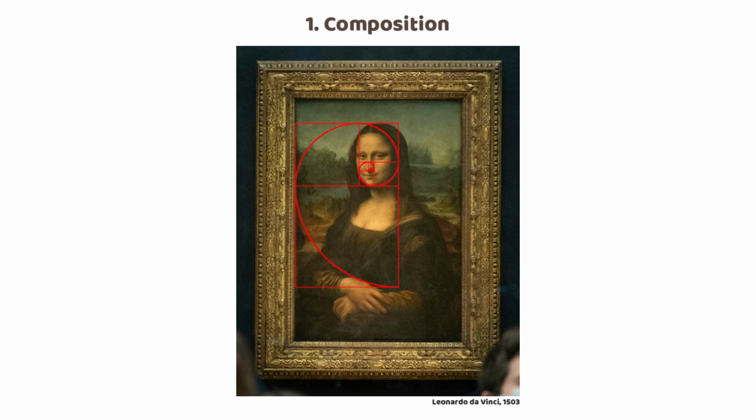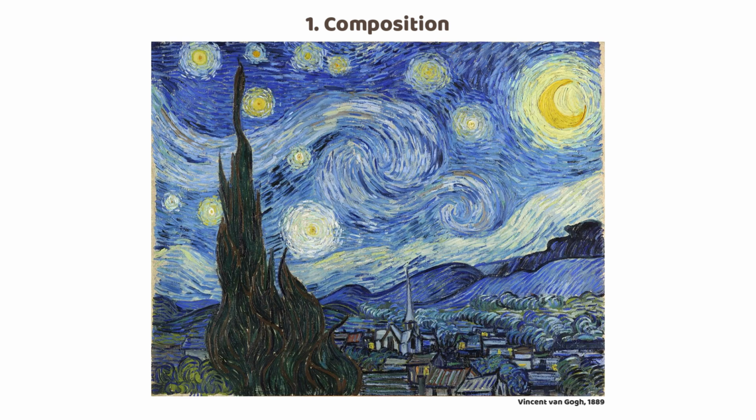Our brains seem to love these balanced ratios, which could explain how the effective composition was able to aid the Mona Lisa in becoming one of the most, if not the most, famous paintings, even more than 500 years after its creation. Other artworks to consider are Vincent van Gogh's Starry Night.